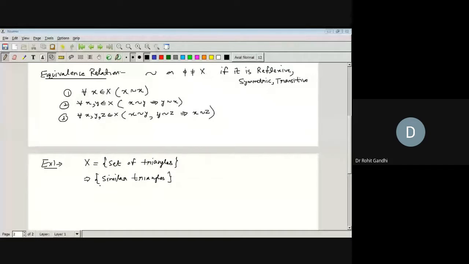So we are taking a set containing similar triangles. Suppose I have a triangle delta 1 belonging to this set and delta 2 belonging to this set, so they are similar to each other, right? So what can we say about its reflexivity? If I say that this set is reflexive or not, suppose I am denoting this set by R, right? So when I want to see whether this relation of similarity between the triangles is reflexive or not.